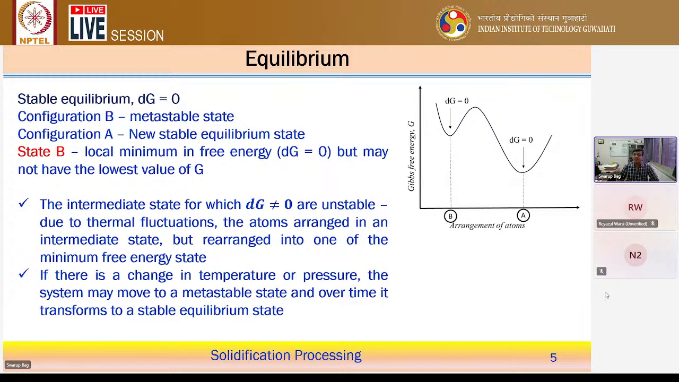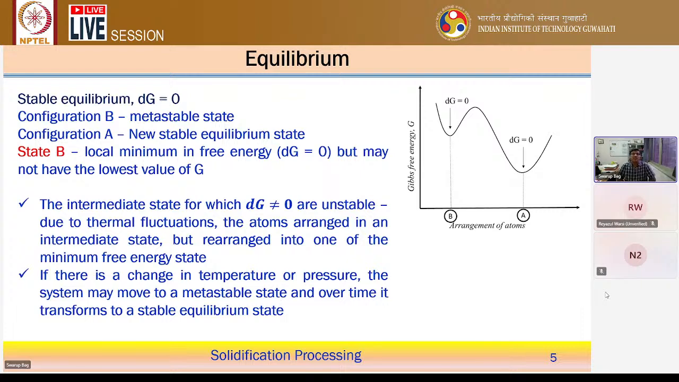So that is the condition for A. Although local equilibrium and a local minimum in free energy are there, it is a more stable state as compared to the state B. It means that, of course, B and A hold different arrangements of the atoms.